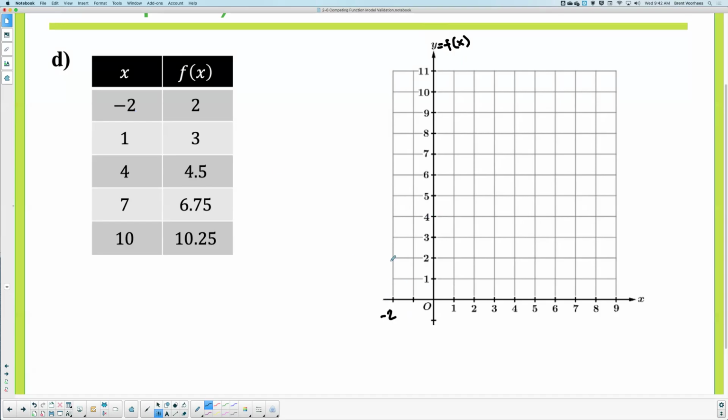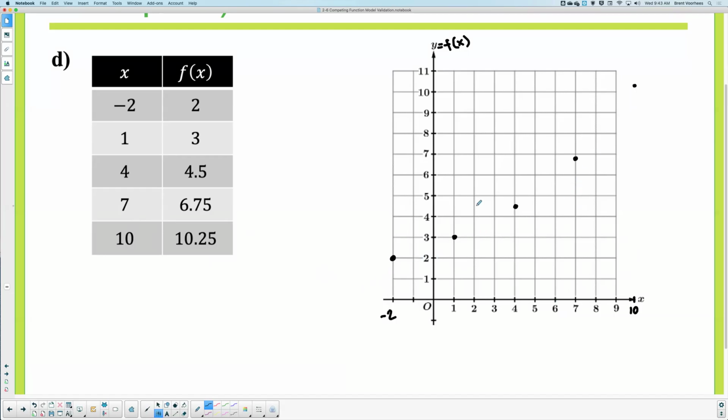X is left 2. Y says go up 2. Or f of x says go up 2. 1 right, 3 up. 4 right, 4.5 up. 7 right, 6.75 up, sorry. Got switched around. Okay, and then finally 10 to the right. Ooh, I don't have space for that. And then 10.25. I'm gonna have to put one on there right here. There's 10. And there we go.